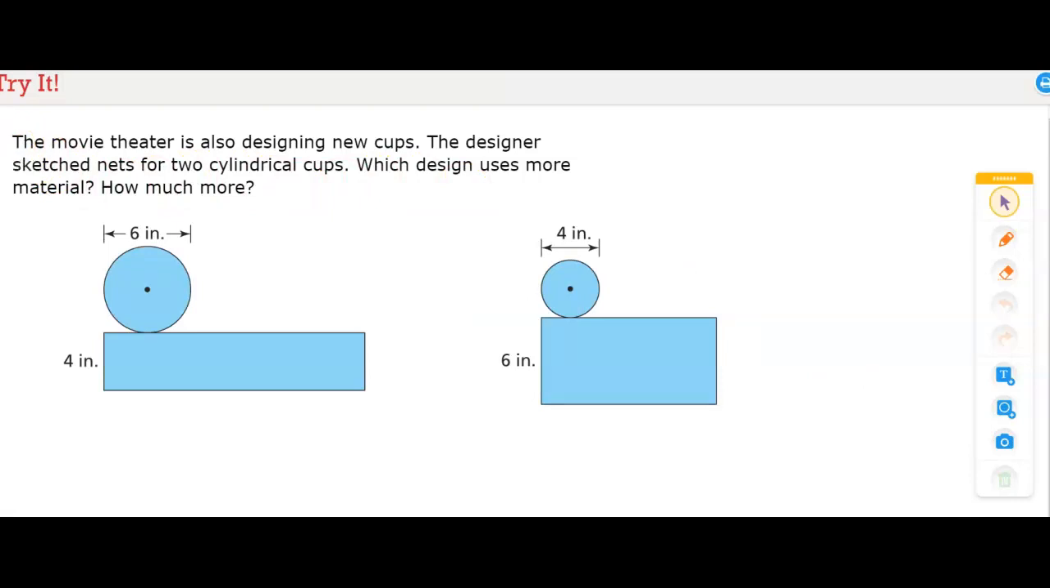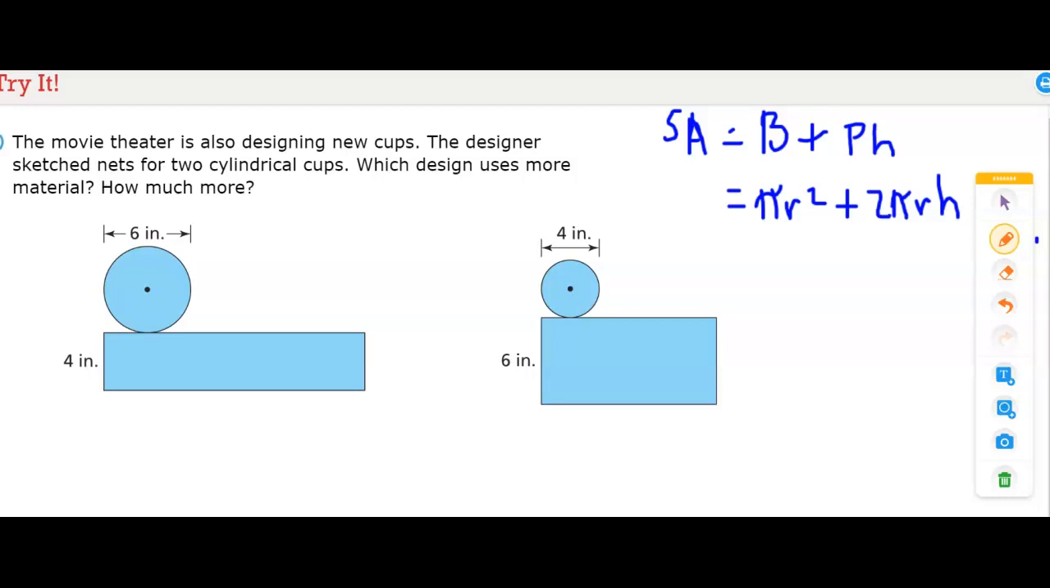The movie theater is also designing new cups. The designer sketched nets for 2 cylindrical cups. Which design uses more material? How much more? We're going to have to follow the same steps we followed in the example. Let me start by writing the formula.